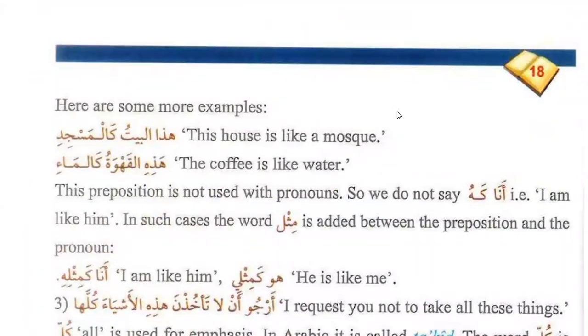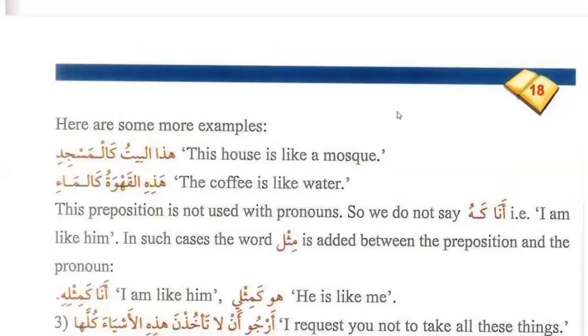Here are some more examples. Hadha al-baytu kal masjidi. This house is like a mosque. Hadhihi al-qahwatu kal ma'i. The coffee is like water. This preposition is not used with pronouns. So we do not say ana kahu, that is, I am like him. In such cases, the word mithla is added between the preposition and the pronoun. Ana ka mithlihi, I am like him. Huwa ka mithli, he is like me.